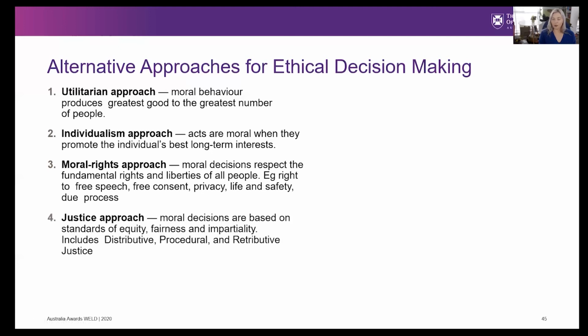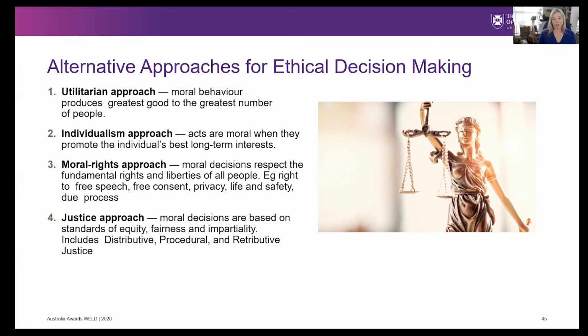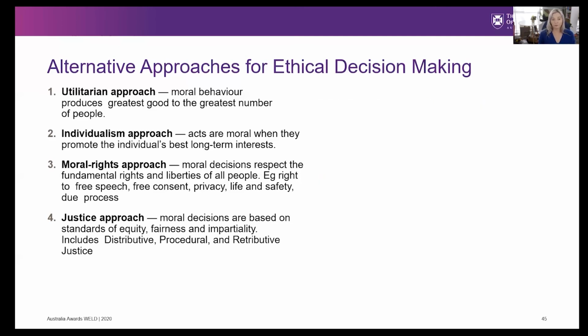The justice approach holds that moral decisions must be based on the standards of equity, fairness, and impartiality. Three types of justice are of concern to managers. Distributive justice requires that different treatment of people is not based on arbitrary characteristics. Procedural justice requires that rules be administered fairly, and rules should be clearly stated and consistently and impartially enforced. And retributive justice argues that individuals should be compensated for the cost of their injuries by the party responsible.